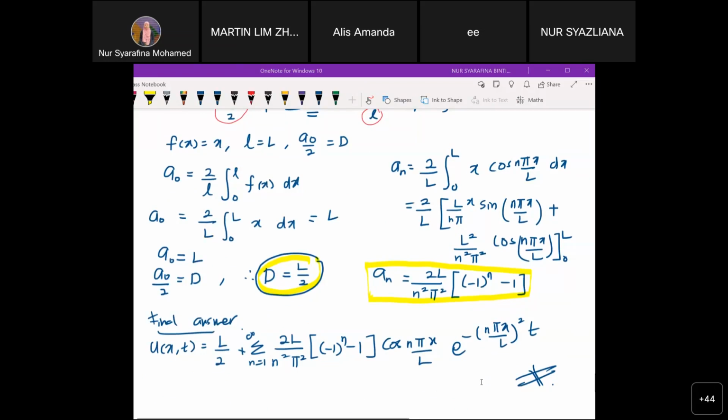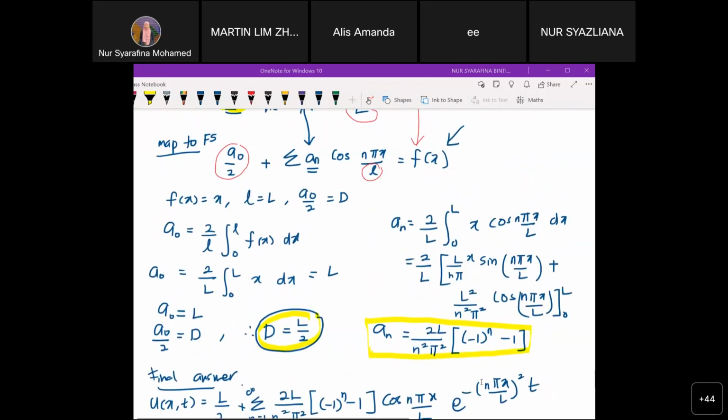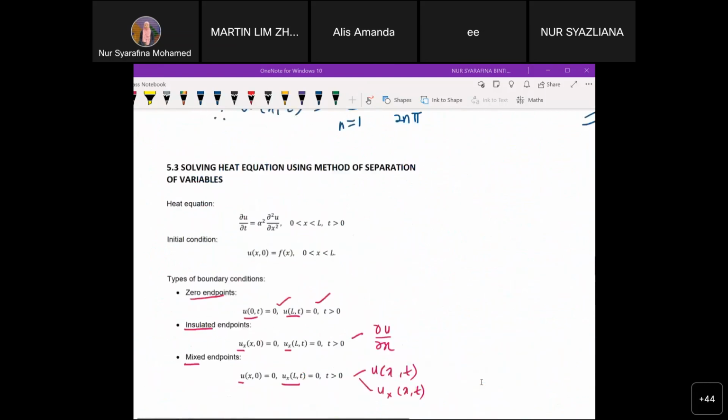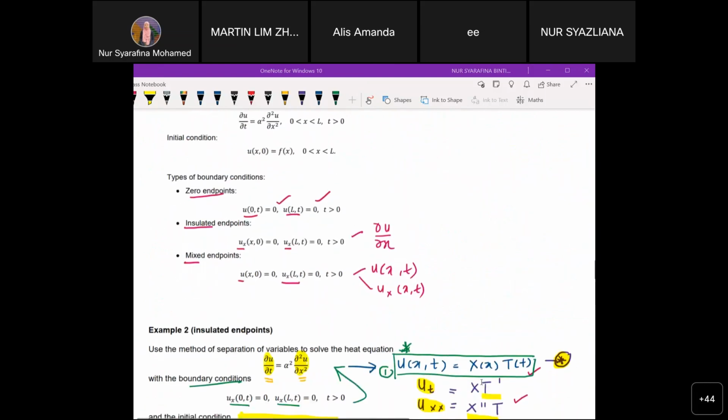All right. Any question for this topic? I'm not going to proceed with another example. I'm just sticking to one example per day. So last video, I gave you one example, right? So today, one example of insulated. So next class, we're going to proceed with the mixed endpoint example. So we have done with zero endpoints where you just apply u directly. Now, today we apply insulated endpoints where we have to differentiate u with respect to x in order to apply the condition of u_x.